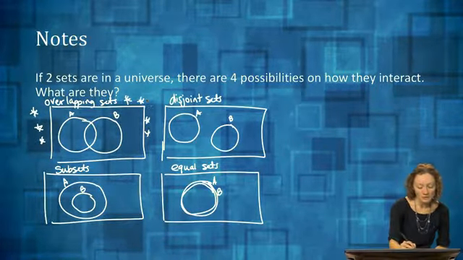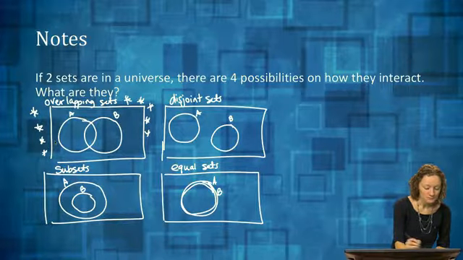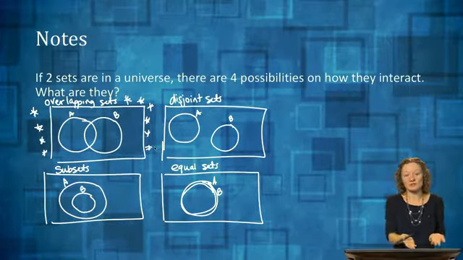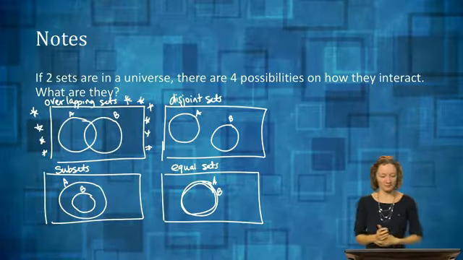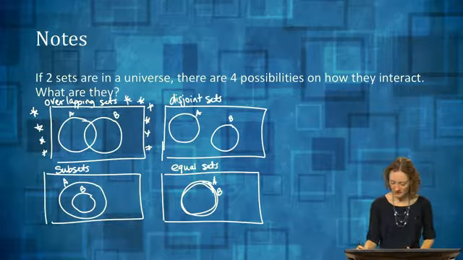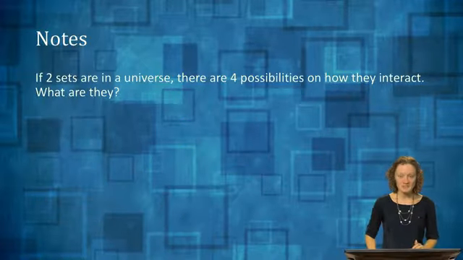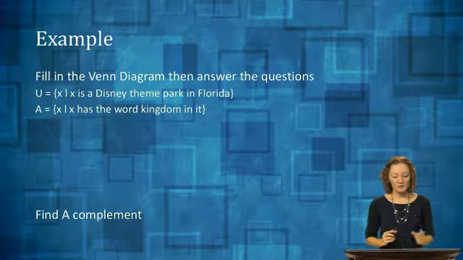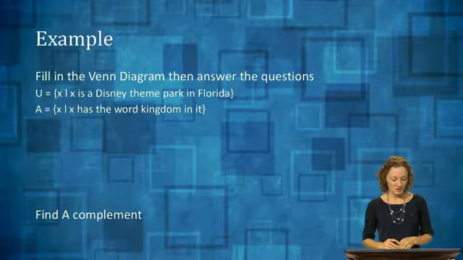So as a default, when there are two sets in the universe, you can just always go with overlapping sets as the way you draw it, and then maybe you'll notice some sort of special relationship from there. So that's why we'll stick with overlapping sets as the one we always draw. All right, so let's see some examples where we're actually placing elements inside here. So we're going to fill in the Venn diagram and then answer the questions.